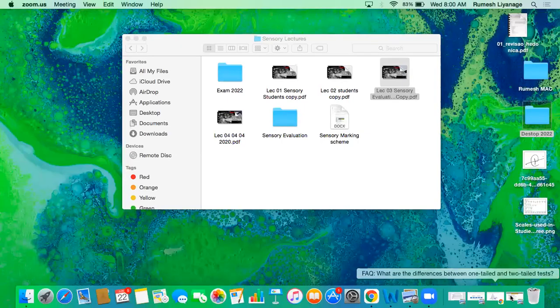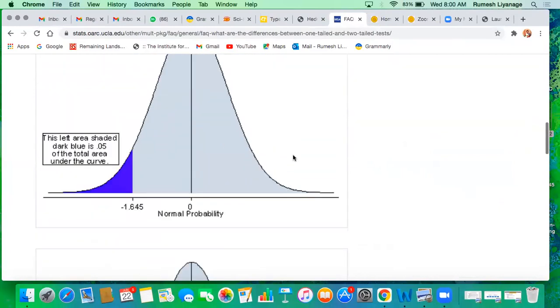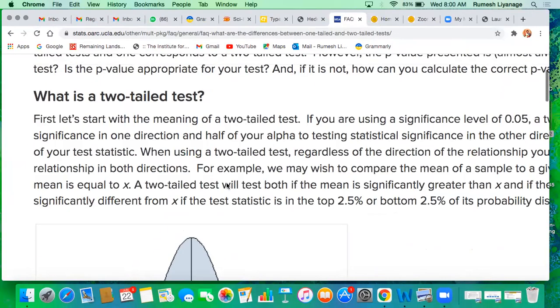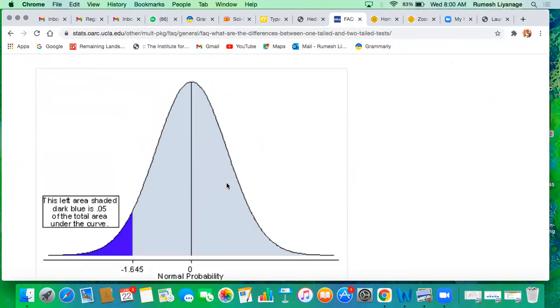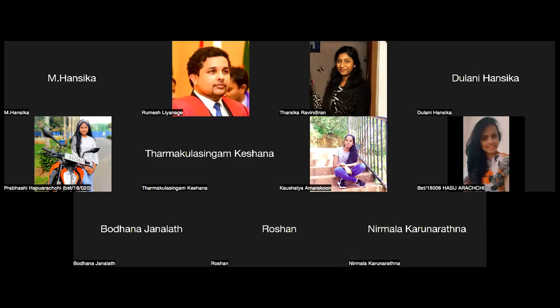See this? One tail and two tail. It's a two tail; you can see 0.025 shared. What do you call the significance level? But in one tail, you can see 0.05, not shared.